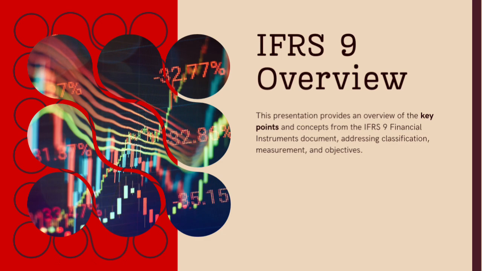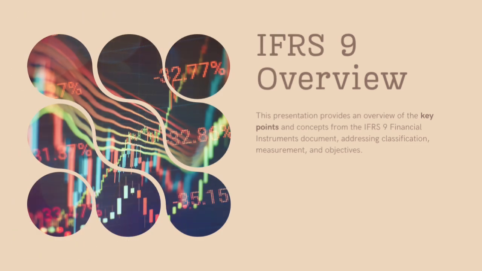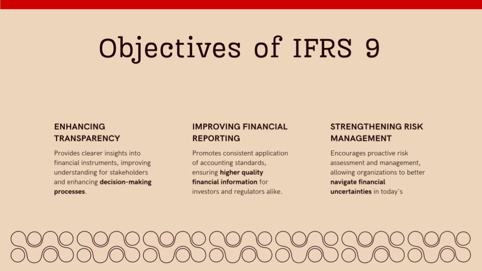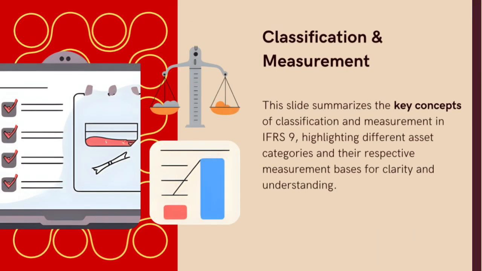Today, we're demystifying one of the most significant accounting standards to hit the financial world in recent years, IFRS 9, Financial Instruments. If you've ever wondered how banks and companies account for loans, investments, and derivatives, this is the standard that provides the answers. It fundamentally changed how we recognize and measure financial assets and liabilities, and it's built on three core pillars. The first and most critical part of IFRS 9 is deciding how to classify a financial asset.